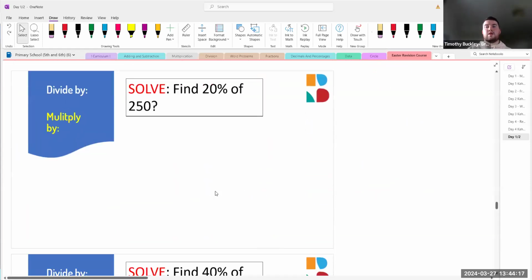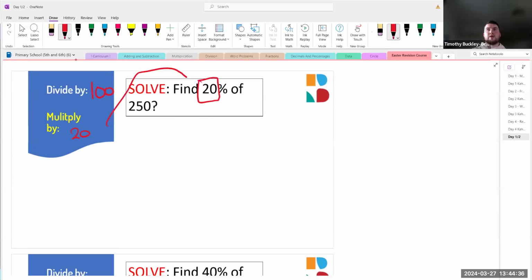This one now is a bit trickier. So it's 20% of 250. The last ones we had were ending in 2 zeros. This one now is a bit trickier. You're going to divide by 100. Again, you're always dividing by 100. This time, you're going to multiply by 20 because it's 20% we're looking for. So step 1, you're going to divide by 100. Step 2, you're going to multiply by 20.